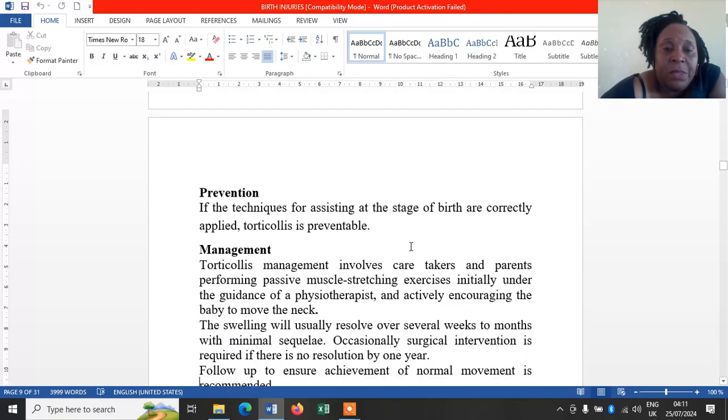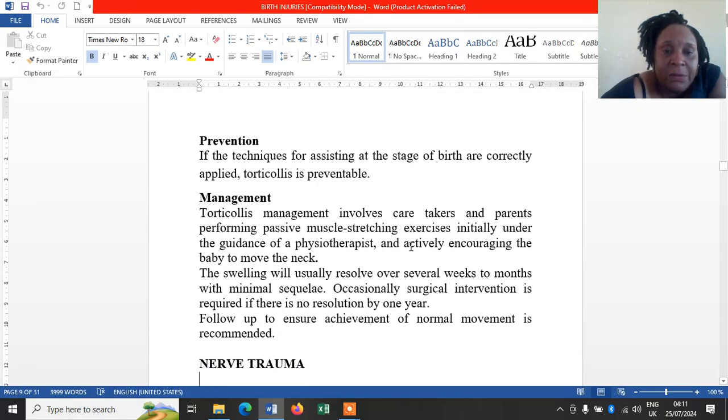So, how would we prevent it? Before we prevent it, how would we know? We shall know when the baby is not able to freely turn the head. And the mother will tell you that when I turn the neck to this side, the baby cries. So we shall understand that this baby sustained a wry neck, or a torticollis, which is injury to the sternomastoid muscle. And how would we prevent it?